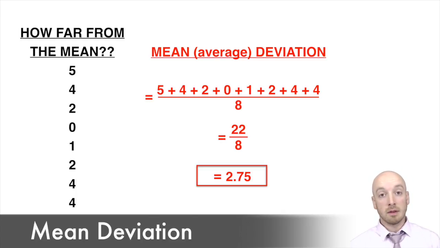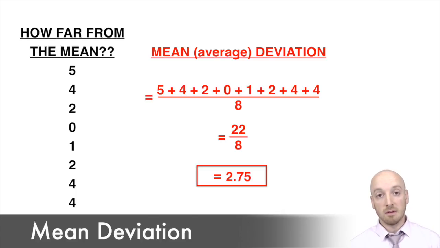Now I'm going to show you another example of mean deviation. Try and follow along and make sure you understand when I take the differences, I don't care if they're positive or negative, I just want to know how far from the mean. And then when I'm adding them all up and dividing by the total number of values, that's the answer I'm looking for.